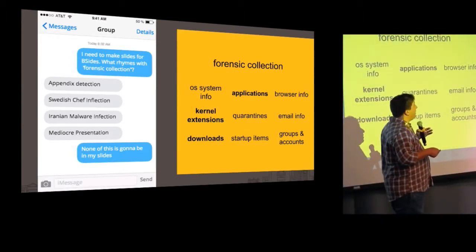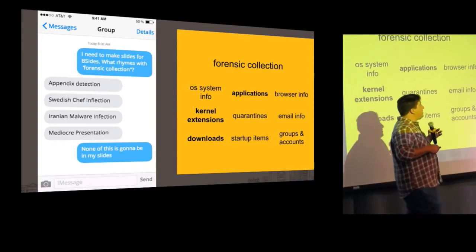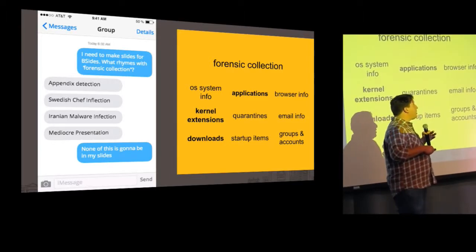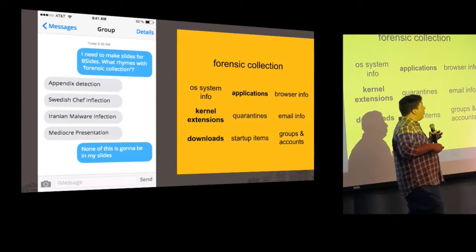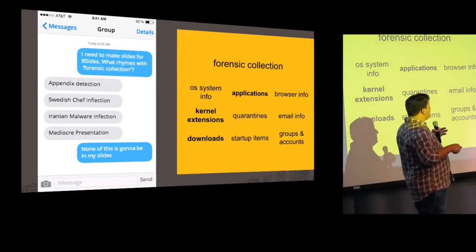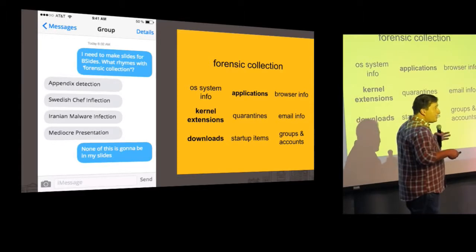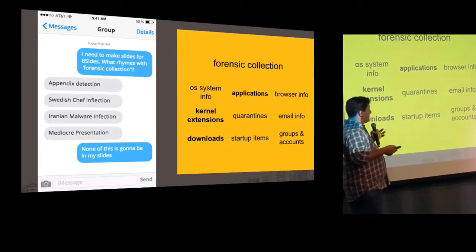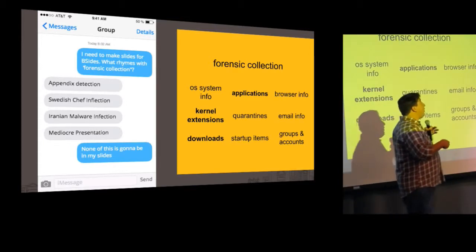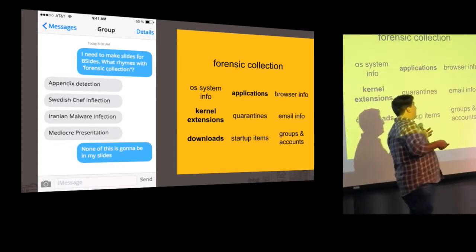This is a list of things that we collect. System info from the OS, info about kernel extensions, what you have downloaded, what applications are installed, the quarantines, startup items, browser info, email info, groups and accounts. It's a lot of stuff, thousands of lines of stuff. I won't read this to you unnecessarily, you can read it yourself. But we'll talk about what they are, and then it'll be a little more interesting.